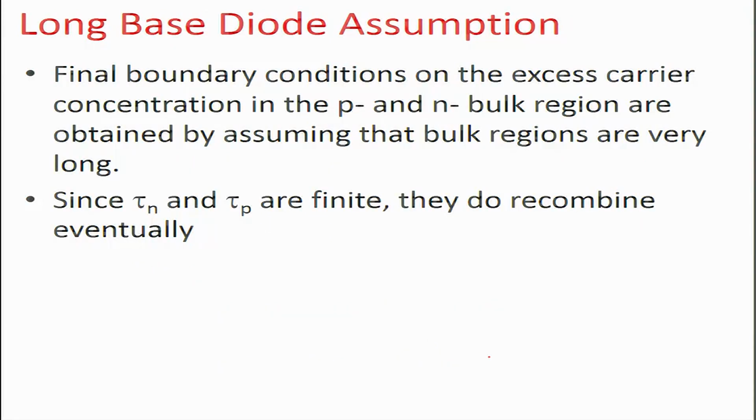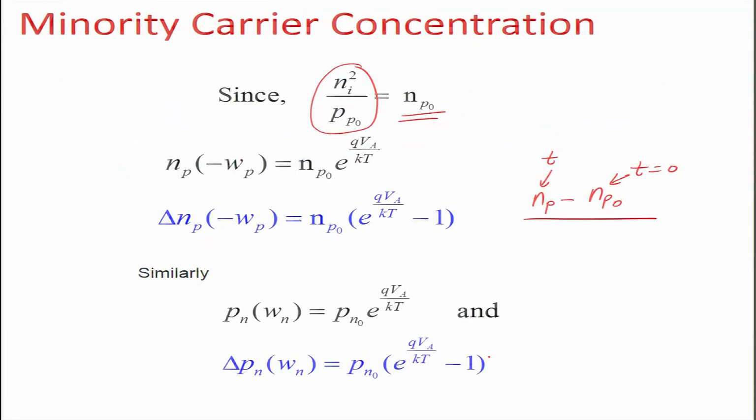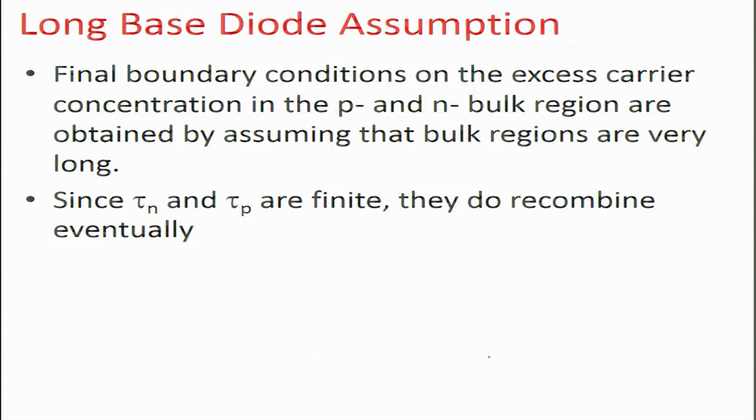Now moving forward, you now need to solve these equations to get the currents. For that, first we make what we call the long base assumption condition. Long base diode assumption basically means that we need to get the final boundary conditions to solve.